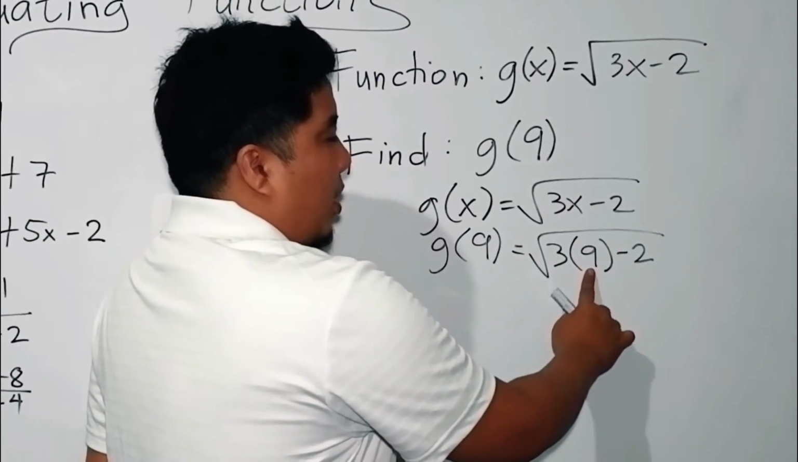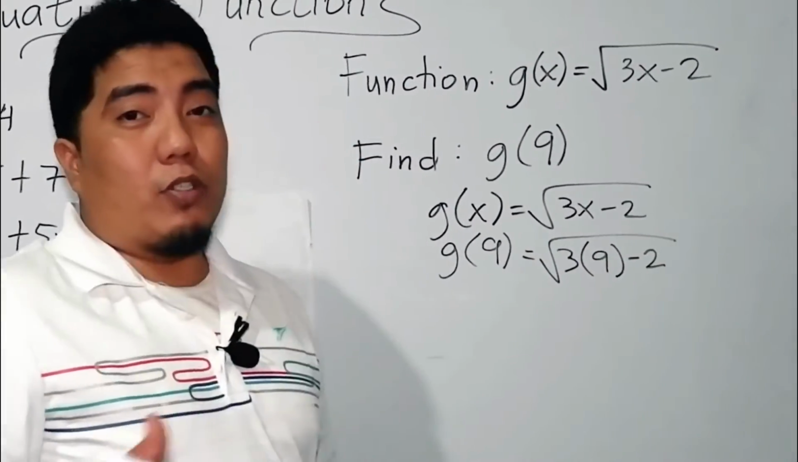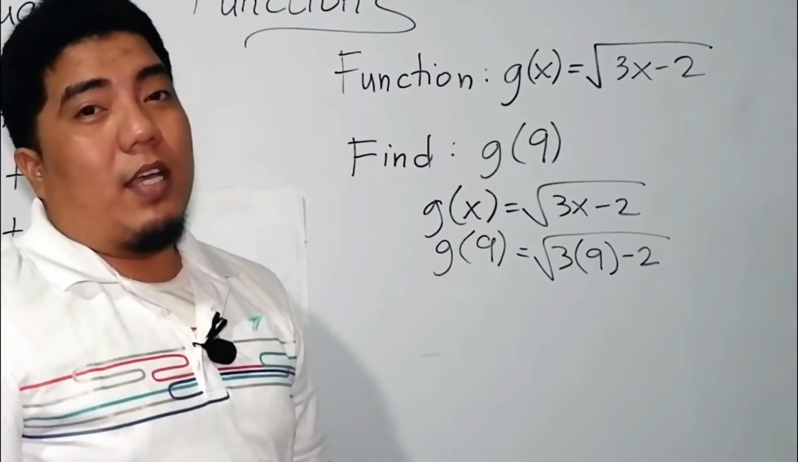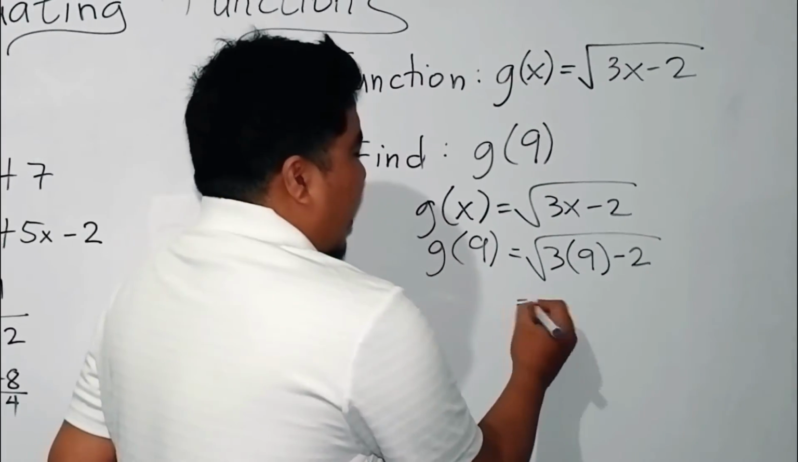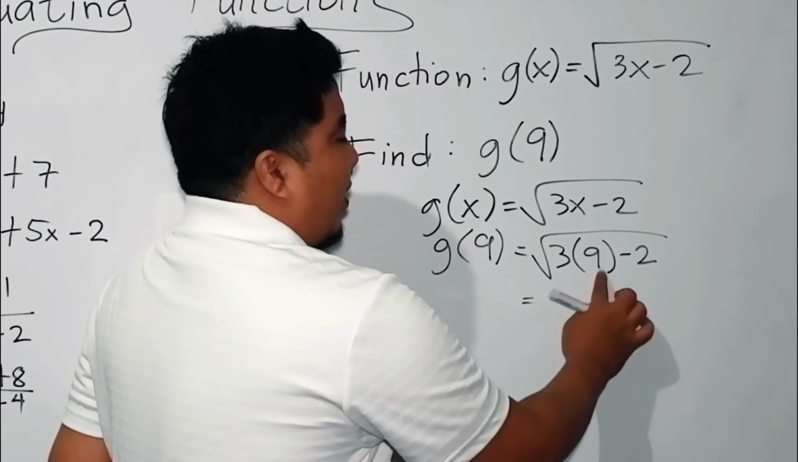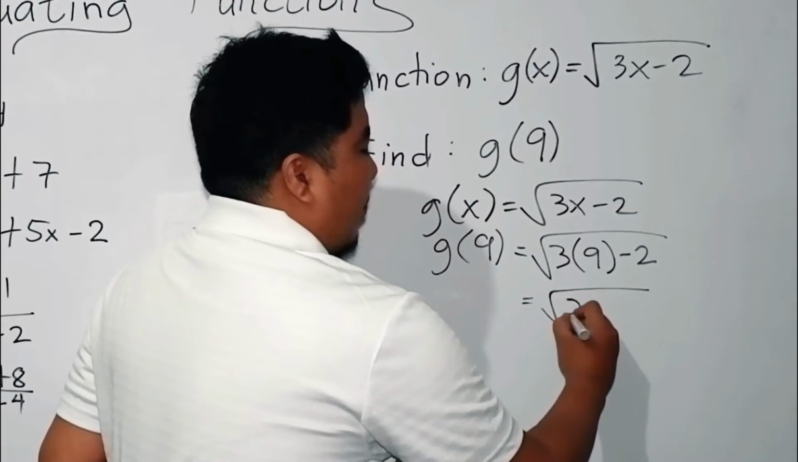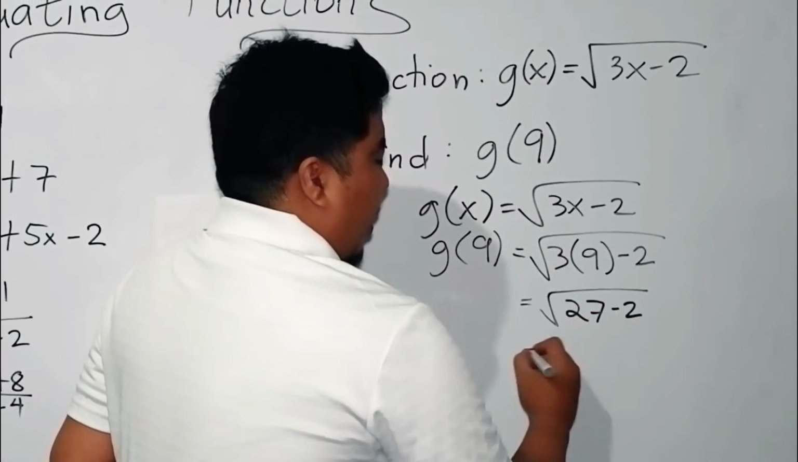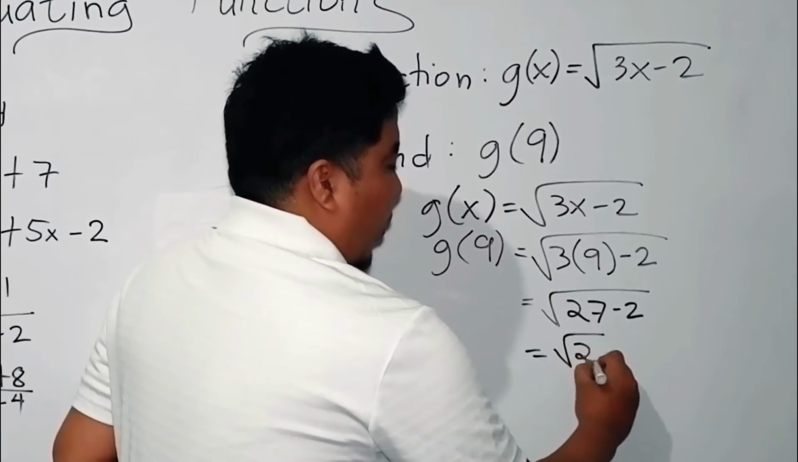Our x is being changed by 9. And then, we copy the minus 2. And also, we copy the square root symbol, or the radical sign. Now, we simplify this one. 3 times 9, that is 27. Minus 2, that gives us 25.